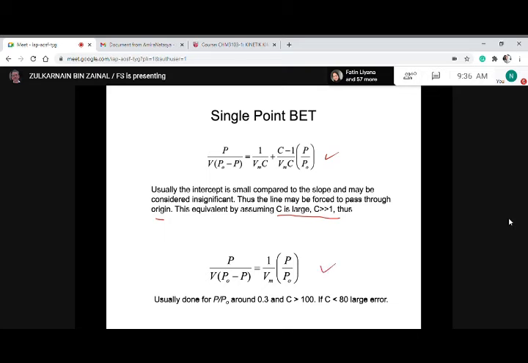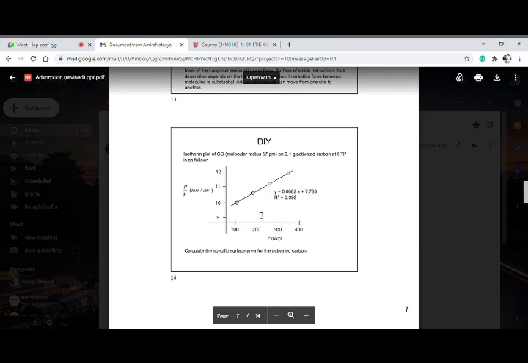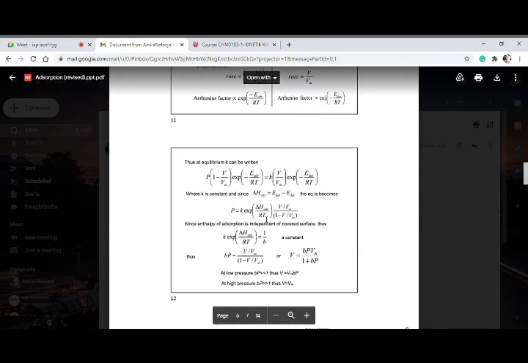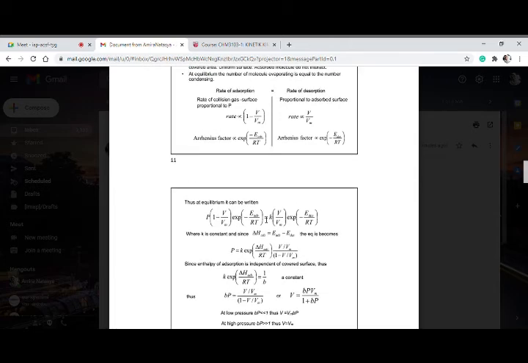So meaning that assuming C is large, this is then a 0. So if C is large, then C minus 1 is also equal to C, right? So the C will also cancel with the C here, right? And then the equation is reduced to only this form, all right? So it's only reduced to this simple form, right?